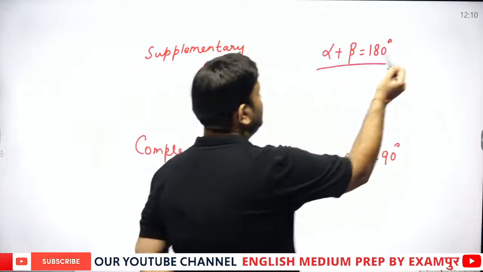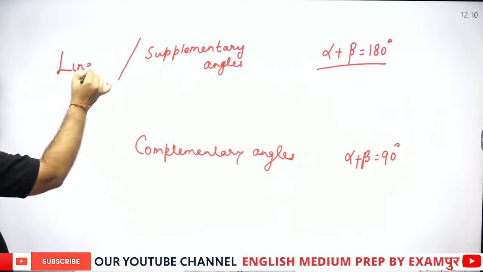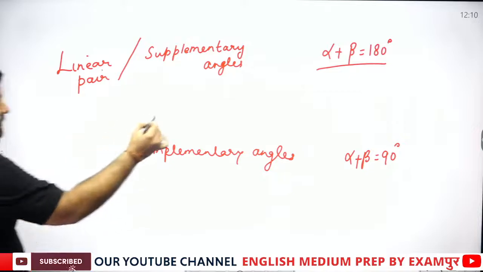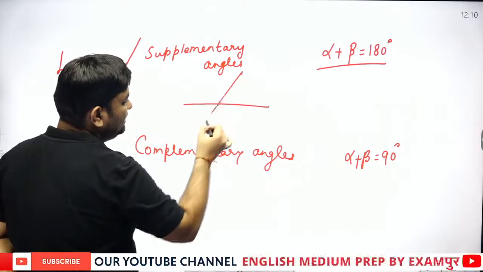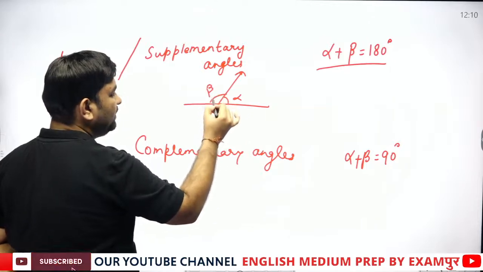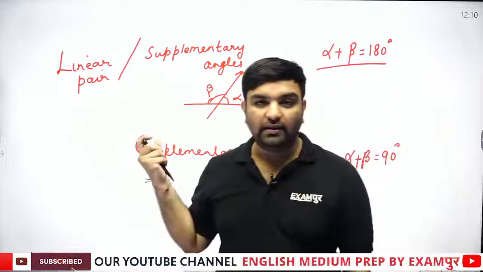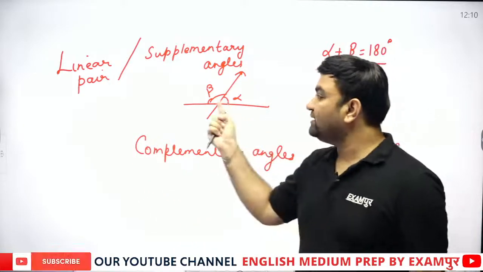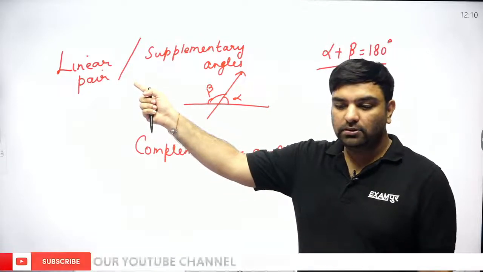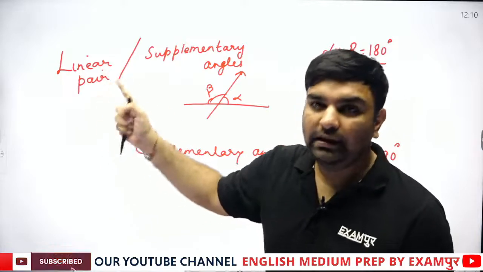Okay. So you will say, sir, supplementary angles can also be called a linear pair. Because if the sum is 180°, this means both the angles are lying on a straight line. So they can also be called a linear pair. Why linear pair? Because they are lying on a straight line.